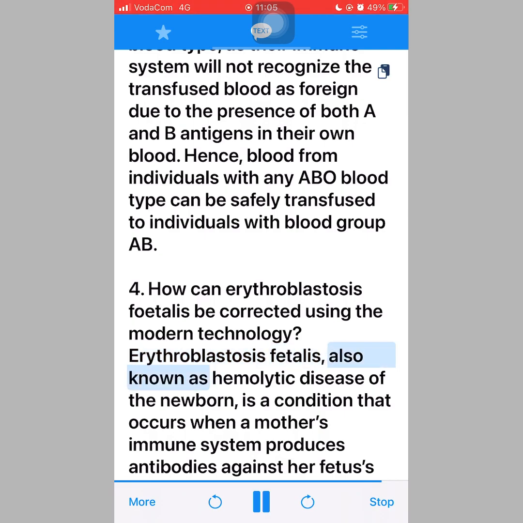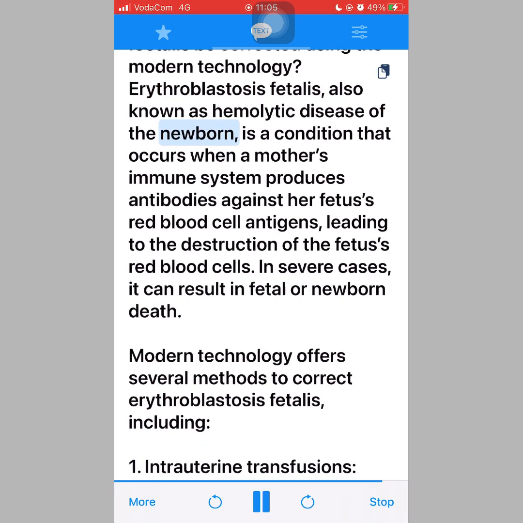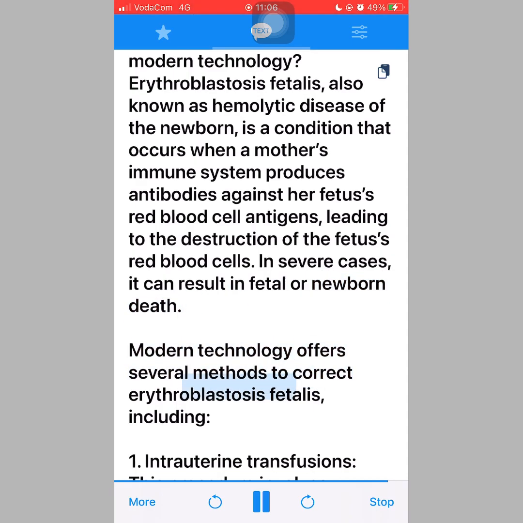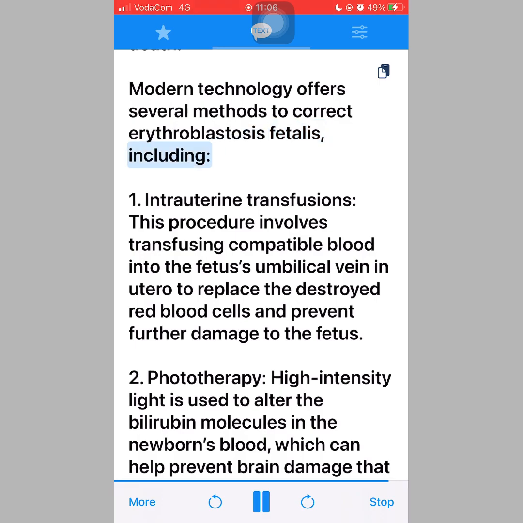Erythroblastosis fetalis, also known as hemolytic disease of the newborn, is a condition that occurs when a mother's immune system produces antibodies against her fetus's red blood cell antigens, leading to the destruction of the fetus's red blood cells. In severe cases, it can result in fetal or newborn death. Modern technology offers several methods to correct erythroblastosis fetalis, including: 1. Intrauterine transfusions. This procedure involves transfusing compatible blood into the fetus's umbilical vein in utero to replace the destroyed red blood cells and prevent further damage to the fetus.